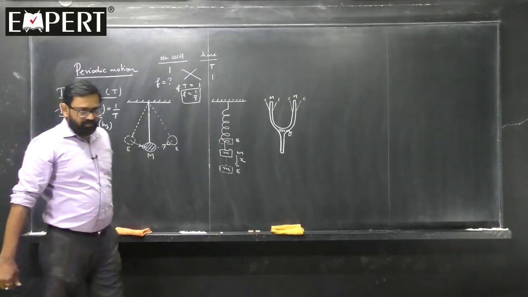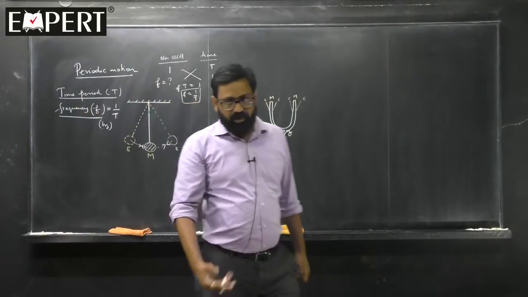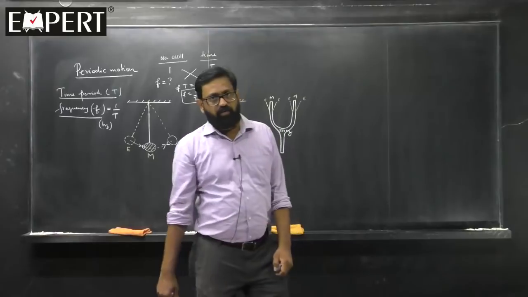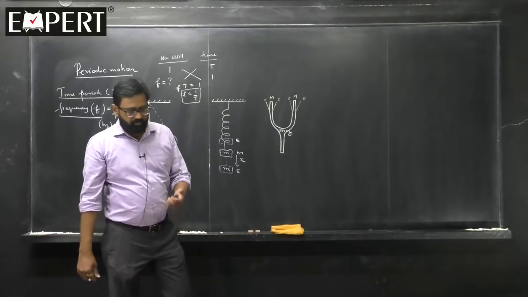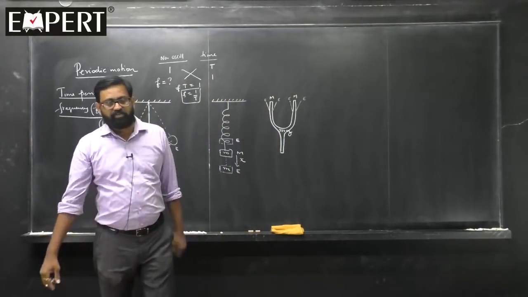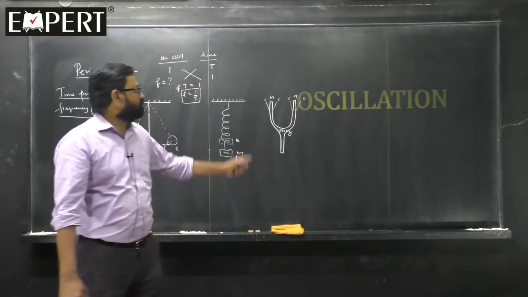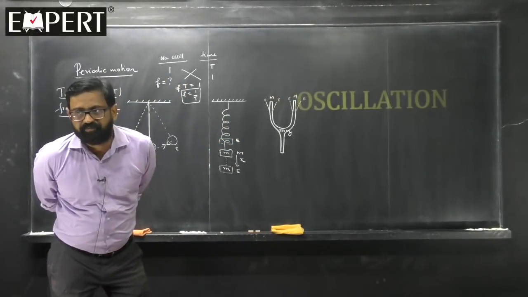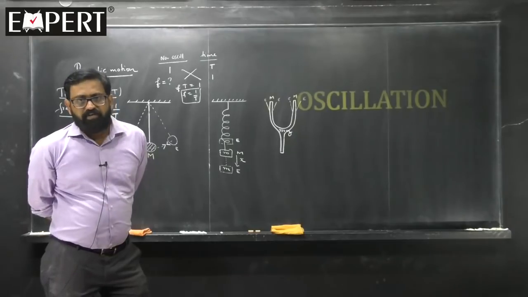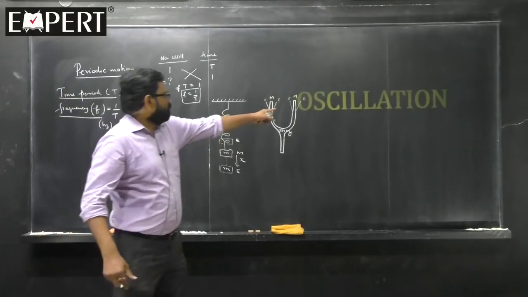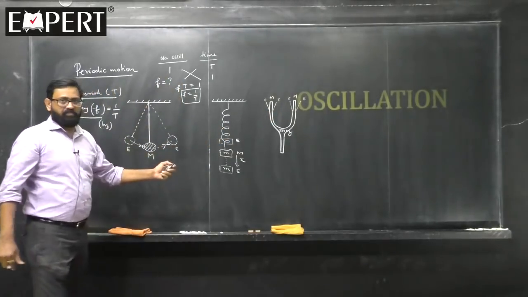Of course, I started with the word periodic motion. I have introduced a term called time period of periodic motion, and a term called frequency of periodic motion. But ultimately, the topic of discussion according to our syllabus is this topic called oscillation. That is our main topic of discussion. Of course, this word we already used in my explanation.